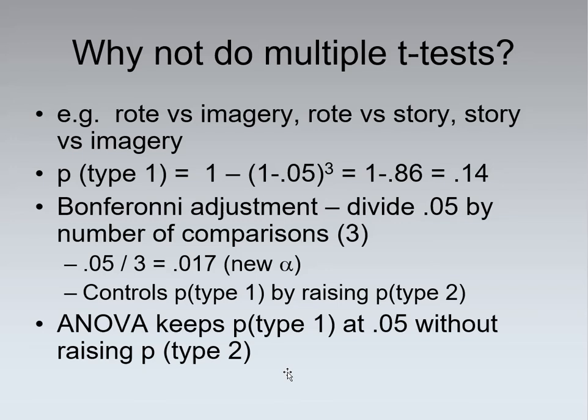Then you can instead be like, well, what if we just lower the alpha rate? You can use the Bonferroni adjustment. You can divide whatever you set your alpha to initially by the number of comparisons. However, when you take a look at this, with just 3, we reduce it to 0.017, and that's a pretty drastic change. That's a 66% reduction, making it much harder. And why should we make it harder to reject something when all we need to do is run an ANOVA instead? Specifically because the ANOVA keeps the type 1 error at 0.05 without raising the type 2 error.